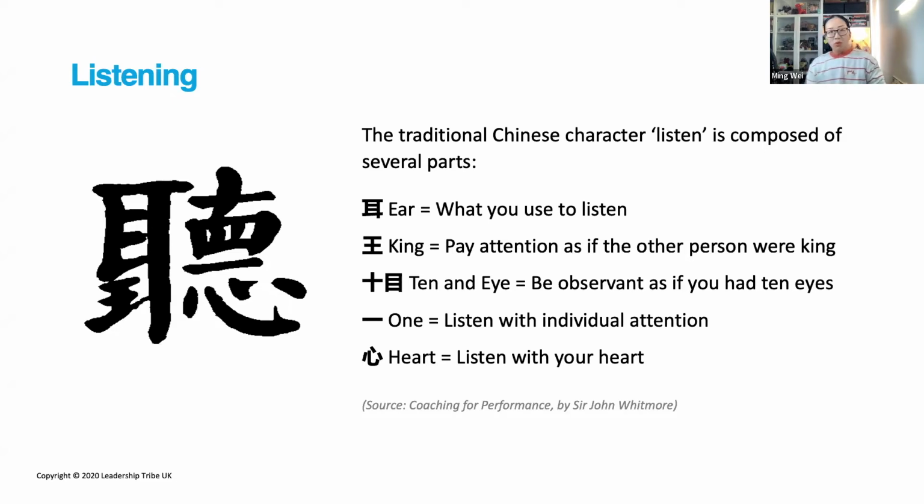In this book, Sir John Whitmore explains listening with the definition of a Chinese character. What you're looking at on the left-hand side of the screen is the traditional Chinese character for listen. This part, simplified, is the ear, which you use to listen. Underneath, you have the word for king. So you listen and pay attention as if the other person were king, as if the other person is the only person who matters in this world. You don't listen to yourself, you don't get distracted with thoughts like what you're going to eat for dinner tonight, or when this meeting is going to end. There are millions of different ideas you can have. You abandon all those thoughts, like an inner person talking to you, and focus on the person who's talking.